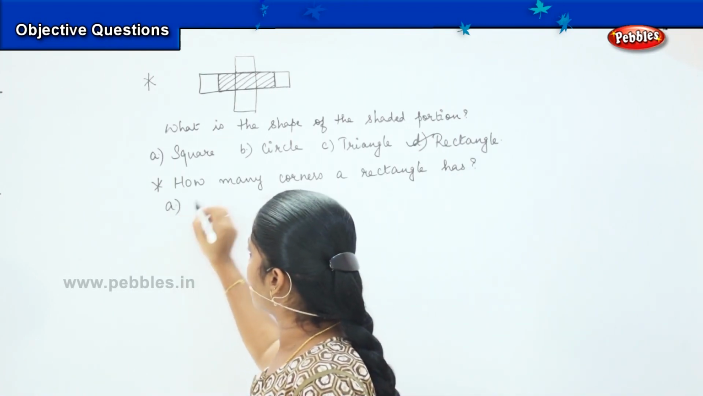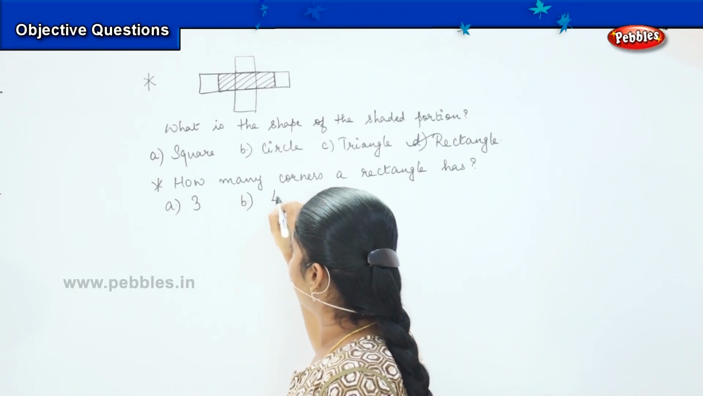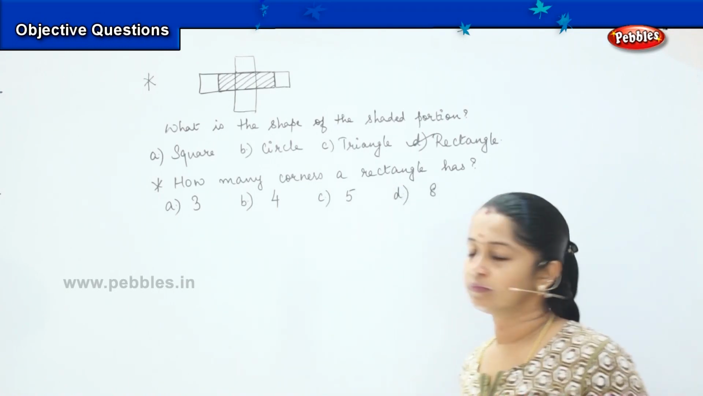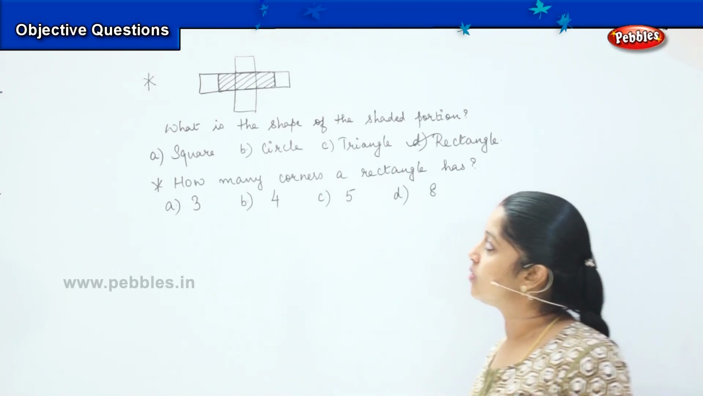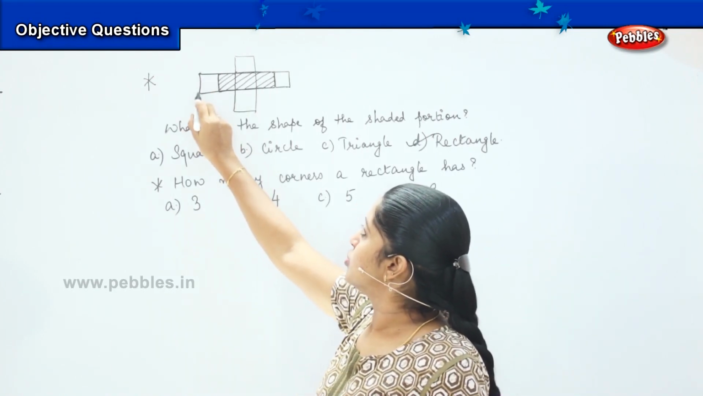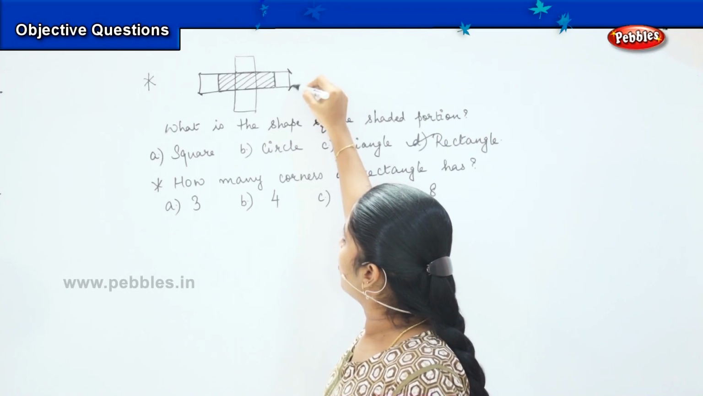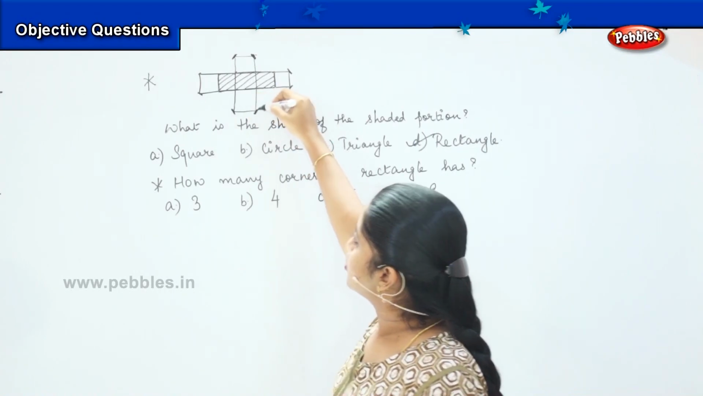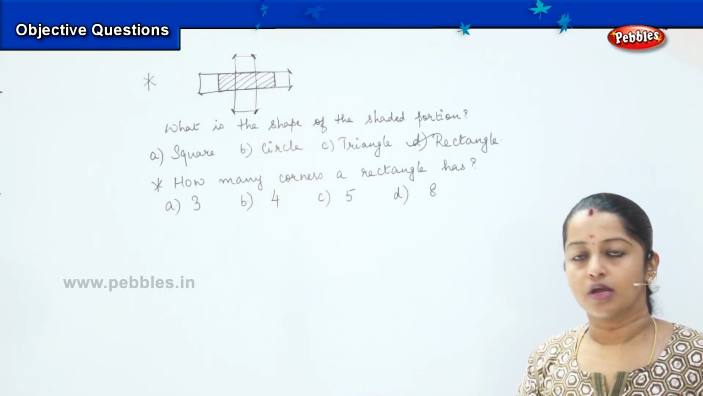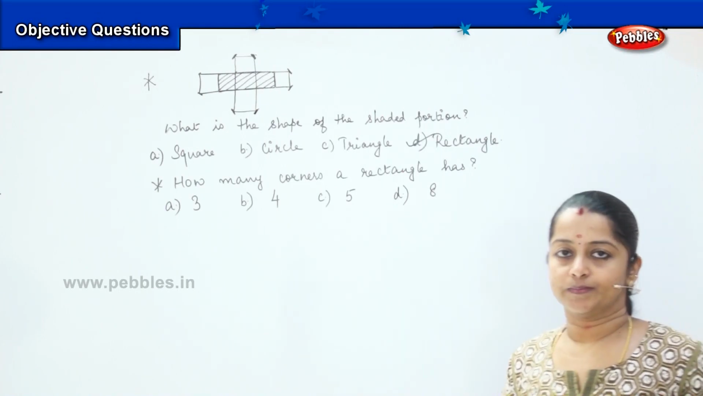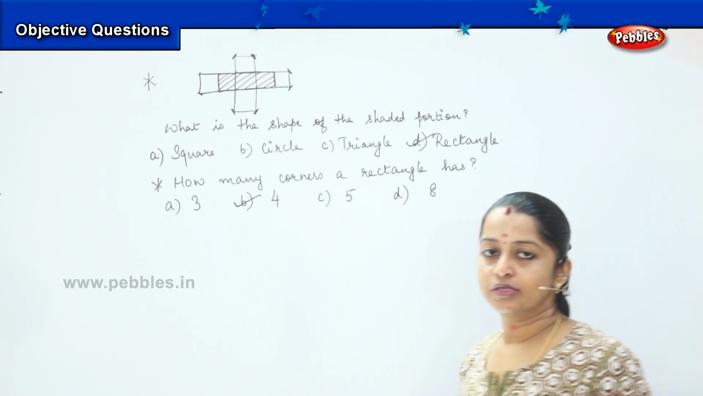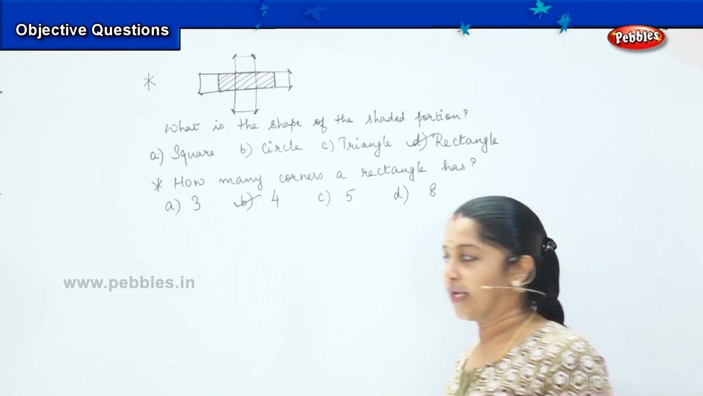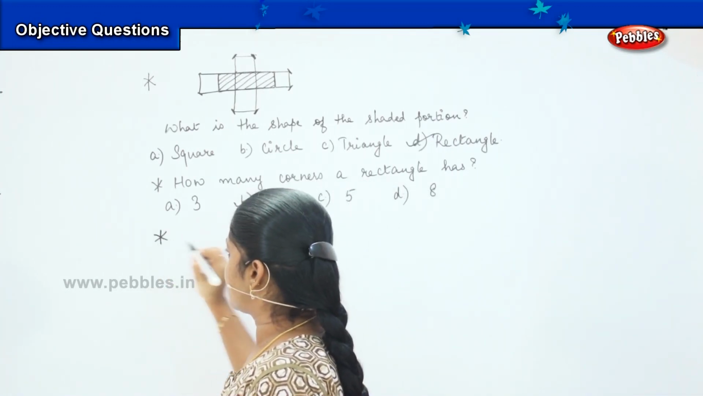And your options are A, 3, B, 4, C, 5, and D, 8. So how many corners does a rectangle have? Can we count it? It's 1, 2, 3, 4. So whichever rectangular shape you take, you have 4 corners in a rectangle. Okay? So my answer is option B. Shall we move on towards the next question? Okay, great. So here comes my next question.